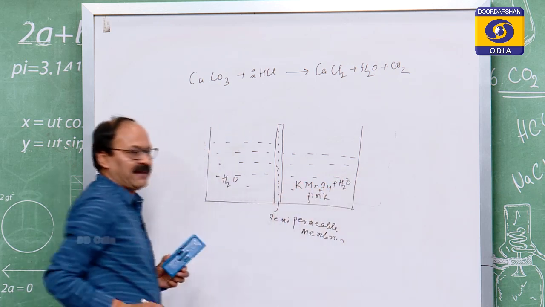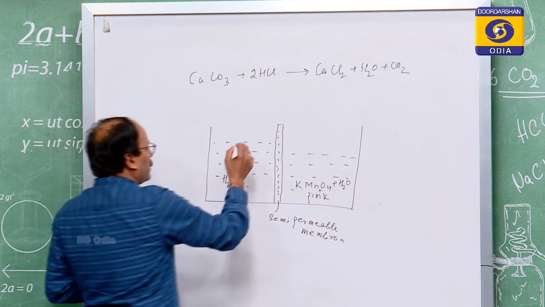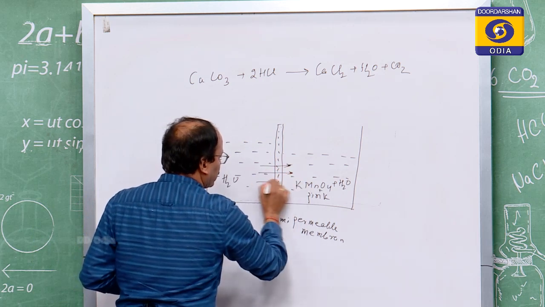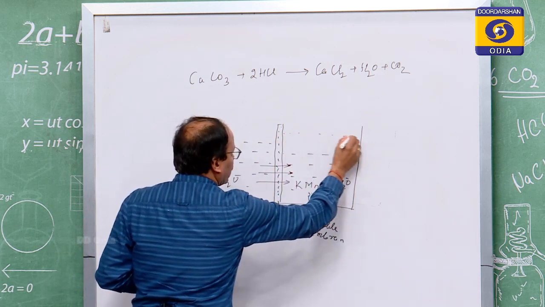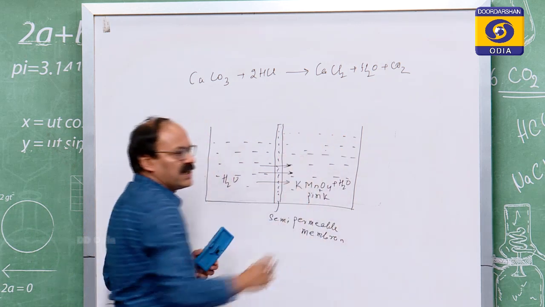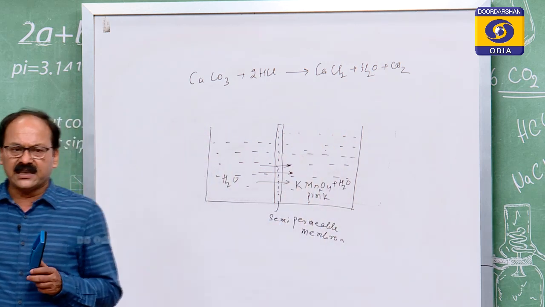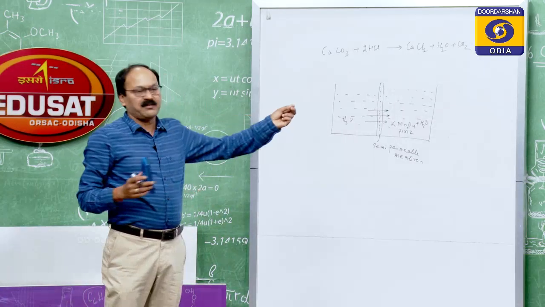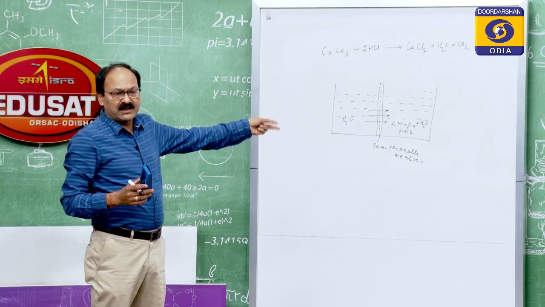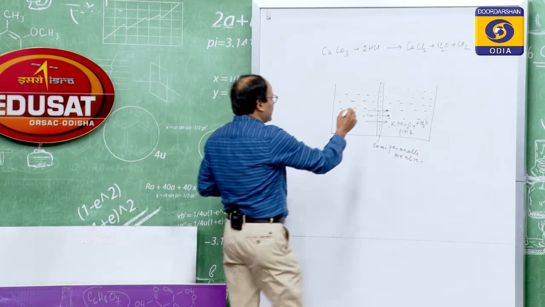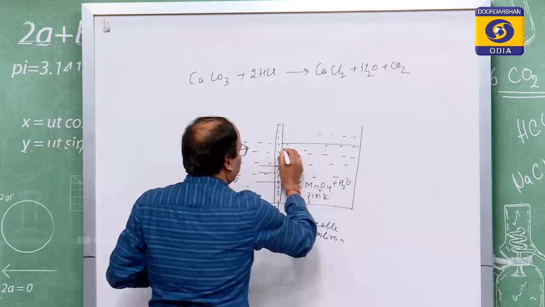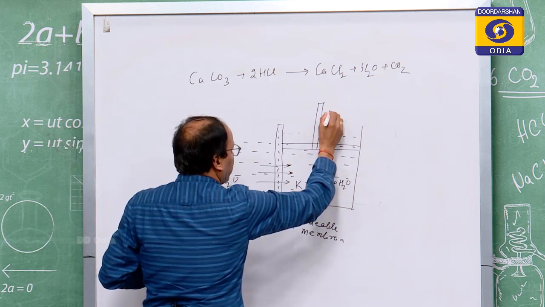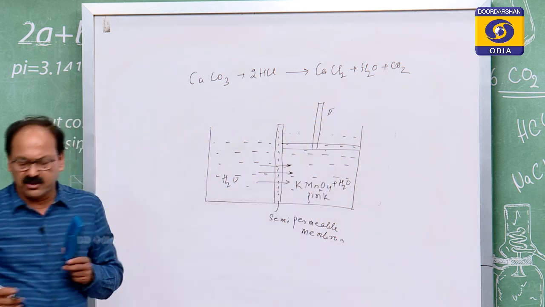You leave it for some time, and you will find that the solvent molecules, the water molecules, will come to the solution side and the level on the potassium permanganate side will increase, which indicates that water molecules rushed from the solvent towards the potassium permanganate. This is called osmosis. If you want to check this flow, you put a piston here and exert certain pressure. That pressure is called osmotic pressure.